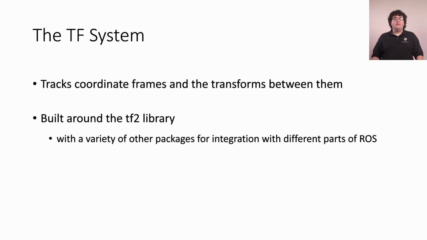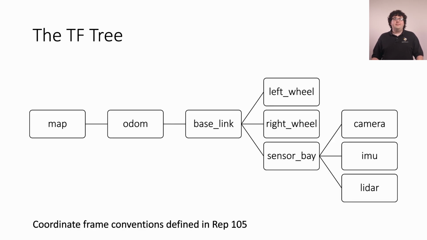The TF system, used throughout ROS, gives us a solution for keeping track of our system's coordinate frames. This system is built around the TF2 library, along with a collection of packages that provide integration helpers between this library and other parts of ROS. TF represents our collection of coordinate frames as a tree. Each node in the tree is a named coordinate frame. The edges between nodes represent the transforms between the two frames the edge connects. Because it's a tree, each frame has a single parent frame. The child frame's position is defined relative to that of the parent frame.